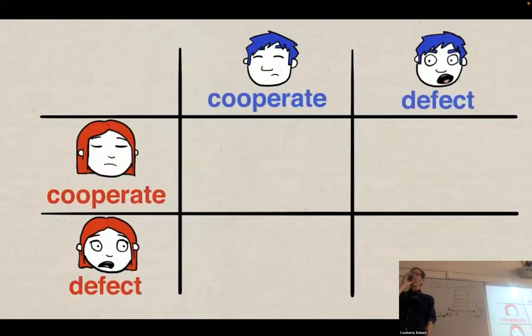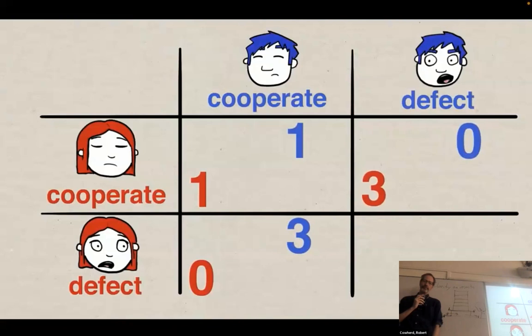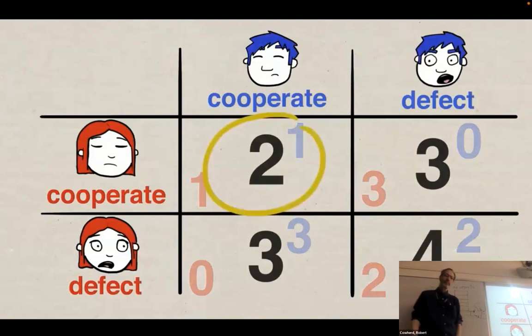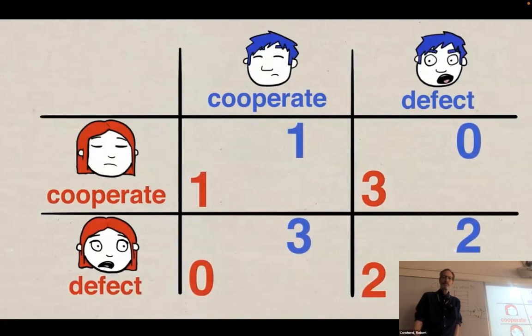If they both stay silent, then they each spend a year in prison. If one betrays and the other stays silent, then the betrayer goes free and the silent spends 3 years in prison. If they both betray, then it's 2 years each. So what are they going to do? Well, they should cooperate. That's the best option for the group if we add the total number of years in prison. But let's take it from Red's perspective.